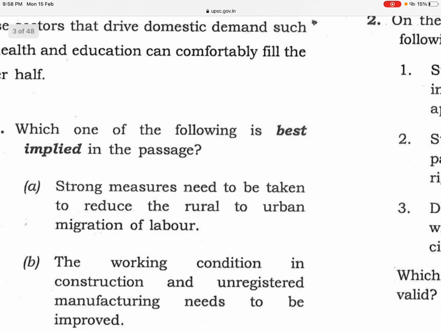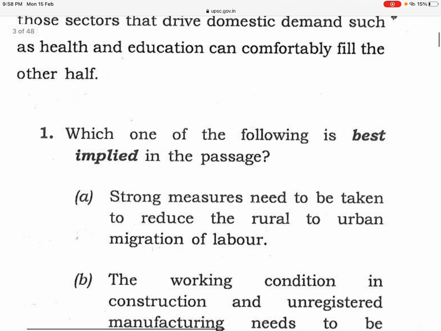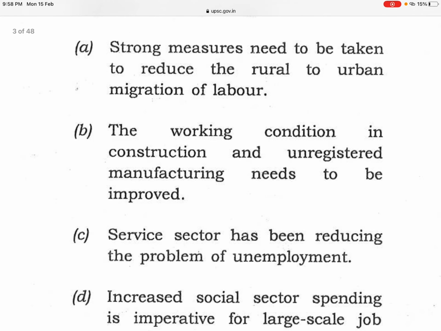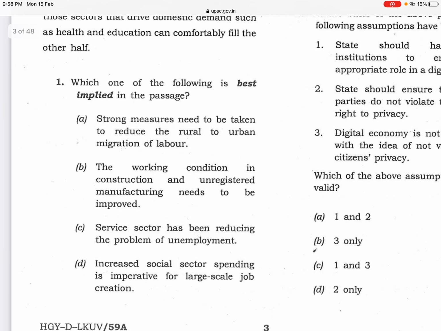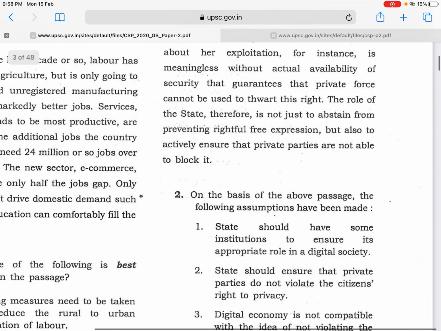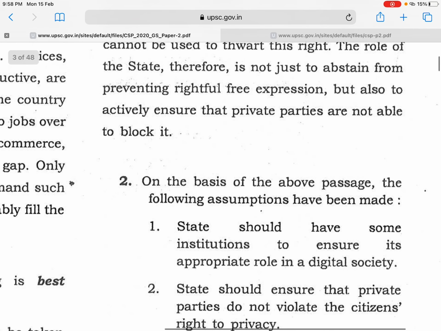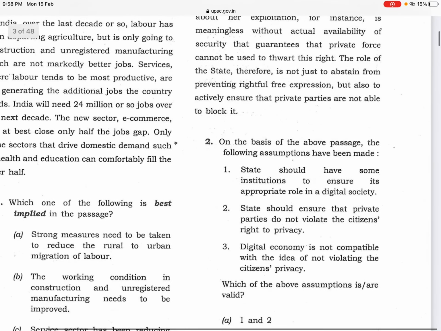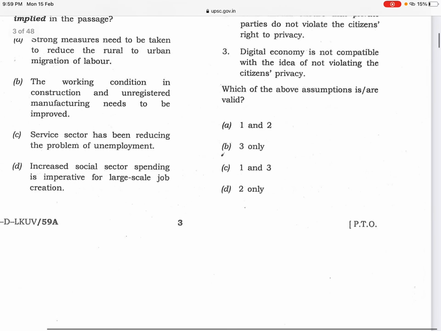And just watch the question. It says, which of the following is best implied by the passage. Best means all four of them are correct, none of them is wrong, but which one is better than the others? You have to understand that. And if you go for this one, it says, the following assumptions can be made. So there are very good chances.